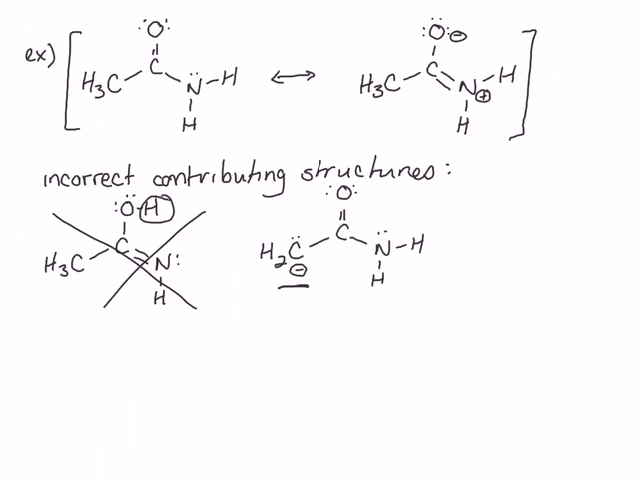You'll notice that in the contributing structures I've drawn above, the overall formal charge for both of them sums to 0. In the structure I've just drawn, it sums to -1. That's another way to tell that this is not the same structure, because the overall charges should add up to be the same in every contributing structure you draw to the same resonance hybrid. So this is also not a valid contributing structure. Let's look at another structure.